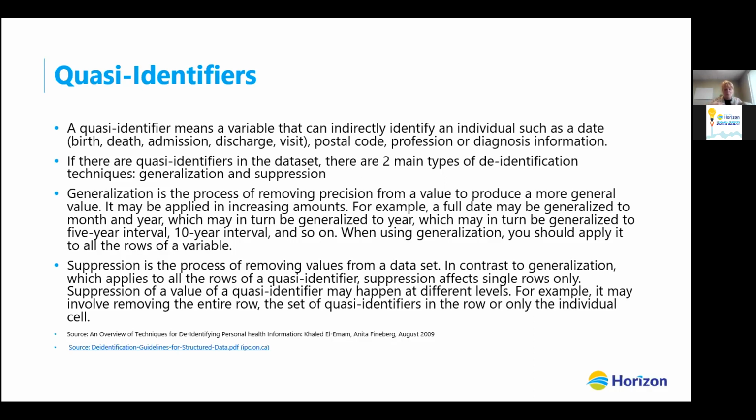The next one would be suppression, and suppression is a process of removing values from a data set. In contrast to generalization, which applies to all the rows of a quasi-identifier, suppression affects single rows only. Suppression of a value of a quasi-identifier may happen at different levels. An example of suppression is it may involve removing the entire row, the set of quasi-identifiers in the row, or only the individual cell.